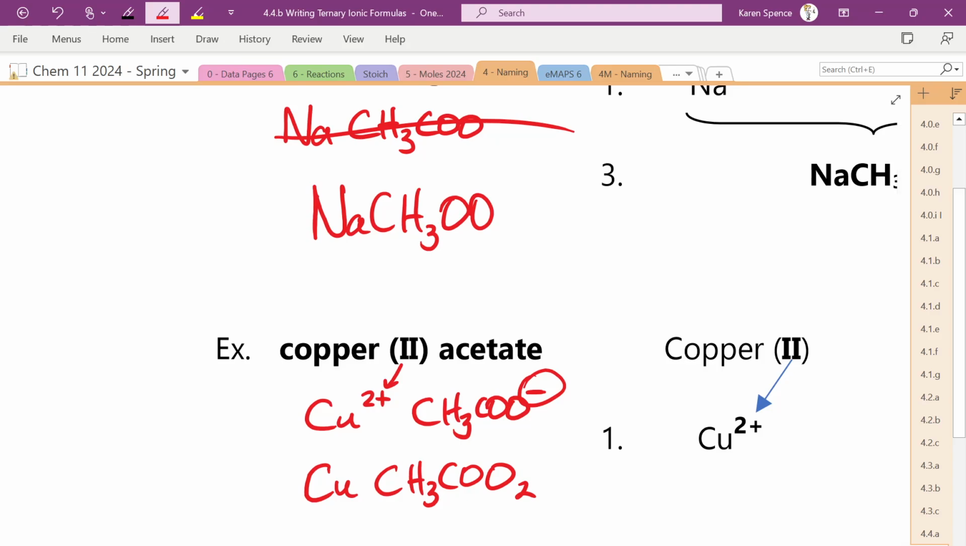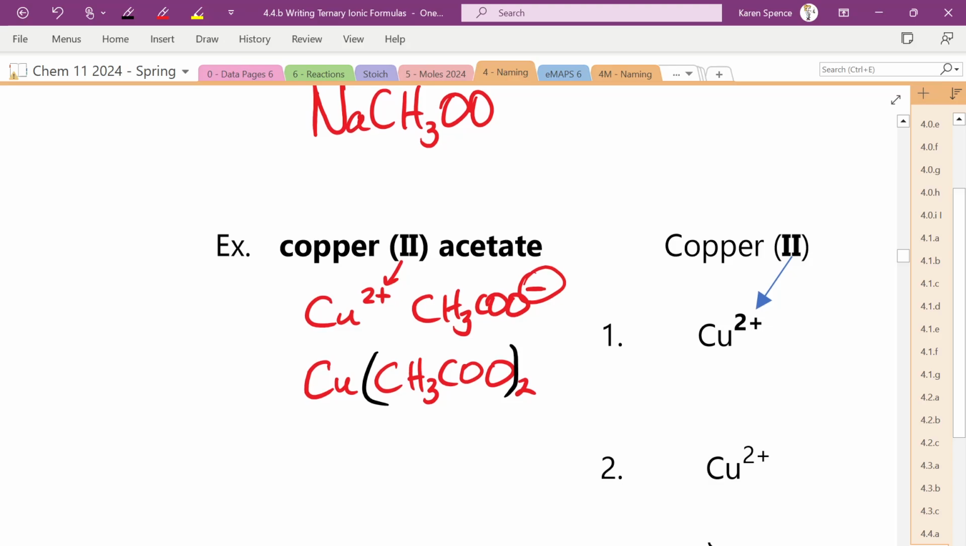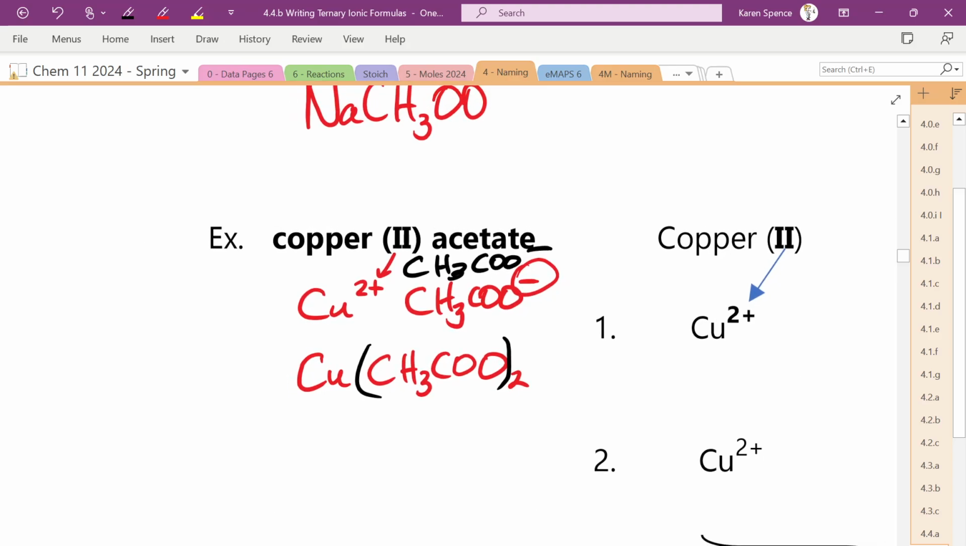Should there be a bracket? Yes. Thank you. There we go. Okay? Need that bracket because it's that whole thing that's multiplied by 2. Because we have 2 CH3COOs. This is the other reason that I don't love the crisscross, because you don't really see that the reason for this 2 is not just because of this, it's because you physically have 2 of them, of the whole thing. Okay? 2 of the whole thing.